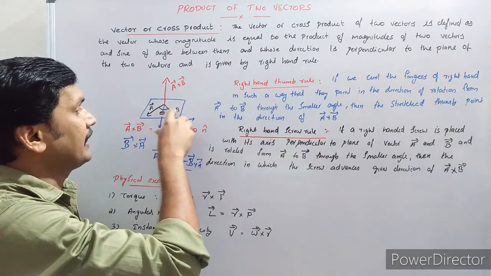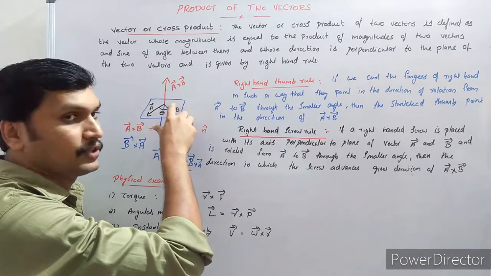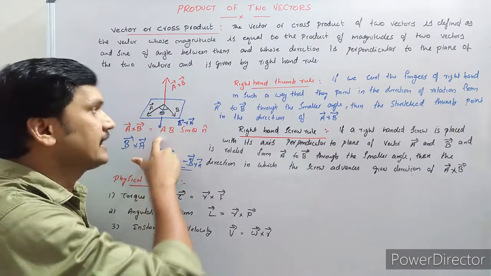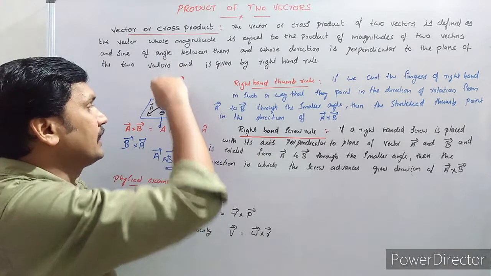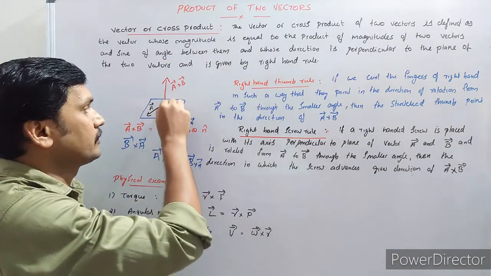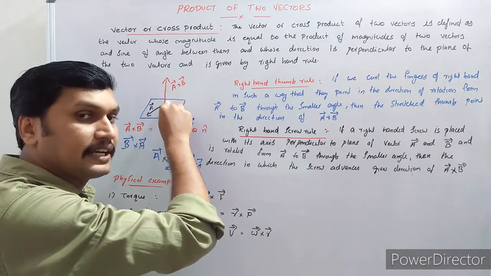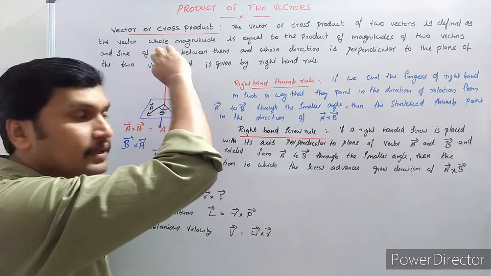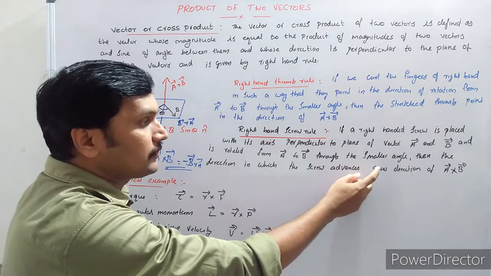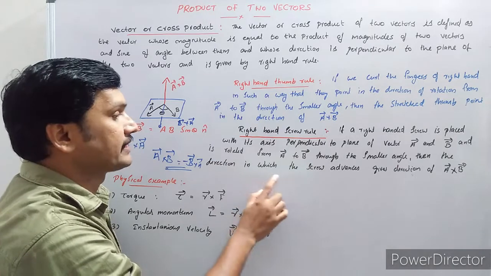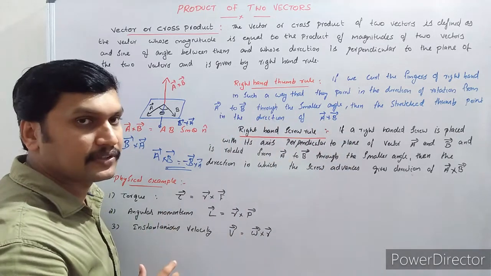Here, this is the direction of A to B. If you are finding A cross B, the direction of A cross B, place a right hand screw at this plane, perpendicular to this plane. And imagine you are rotating that right hand screw from A to B. And the direction of advance, the direction at which the screw is advanced, gives the direction of A cross B.